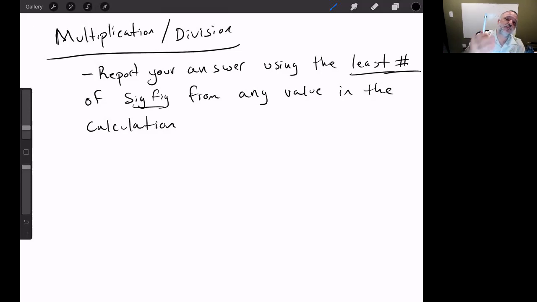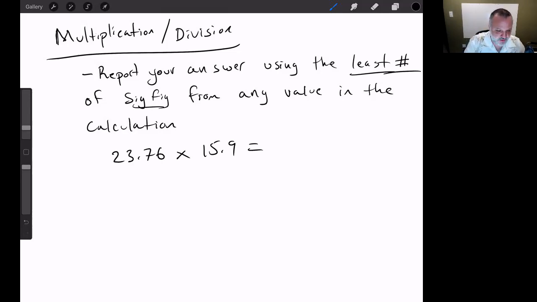And so report your answer using the least number of sig figs from any value in the calculation. Well, how does that relate to what you just learned? You have to know how many sig figs are in the number that you're using in the calculation. So that means you have to be able to identify the number of sig figs. And so let's give it a try. What about 23.76 times 15.9? I made it easy in this case because there's no zeros. The number on the left has 4 significant digits. The number on the right has 3.